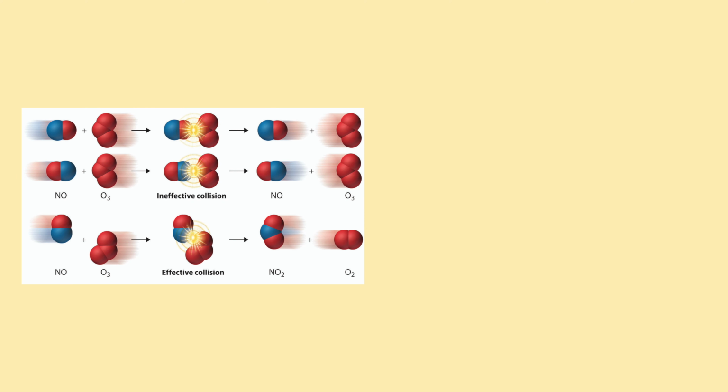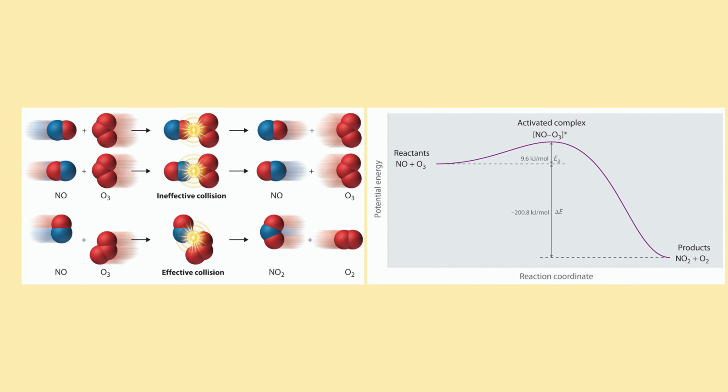This figure gives a good visual for an effective collision because in the first two instances when nitrogen monoxide collides with ozone, there is no reaction because they are not in the correct orientation. However, in the third instance, it does react because it is in the proper position. If we were to take the same reaction and draw a reaction energy diagram, it would look like the following. The transition state, or the activated complex, is an unstable species that cannot be isolated. Even if you reach this high energy species, it does not mean that your products will form because it can go in either direction.